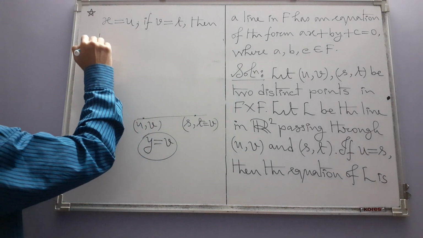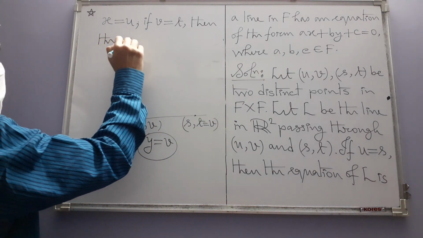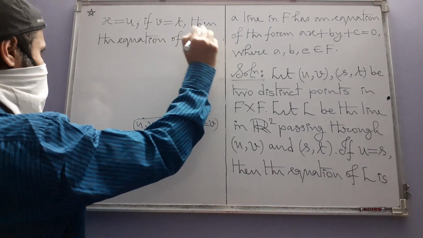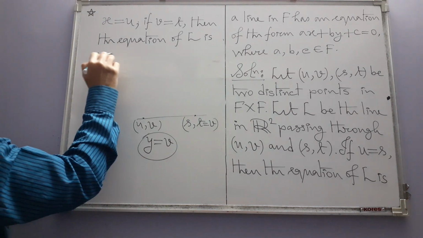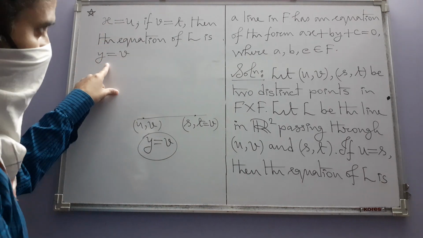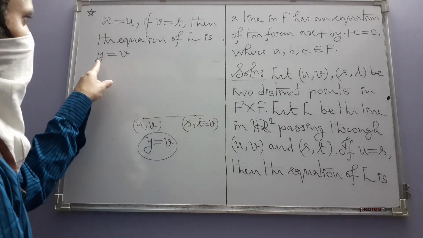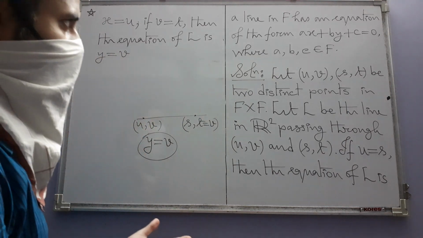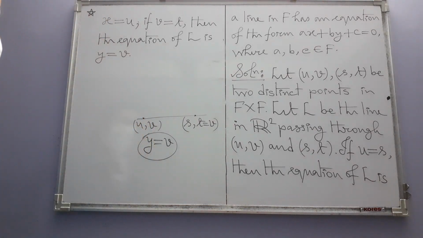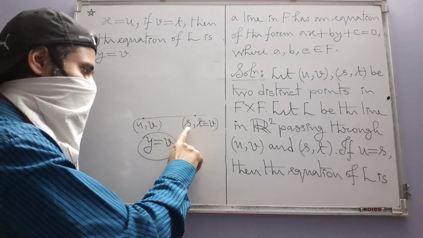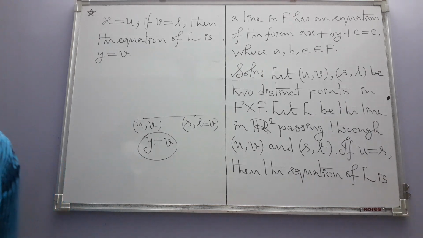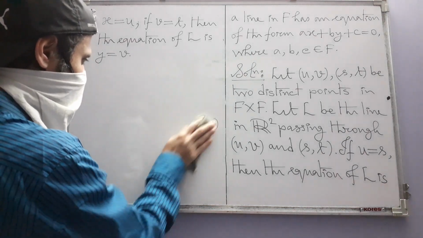So then the equation of L in this case is y equal to v. Now if you think of this one also just like that one, in this case A is 0, B is 1, and C is minus v, and they also are elements in F. So now we can assume that u is different from s and also v is different from t. So that case is now left to us.